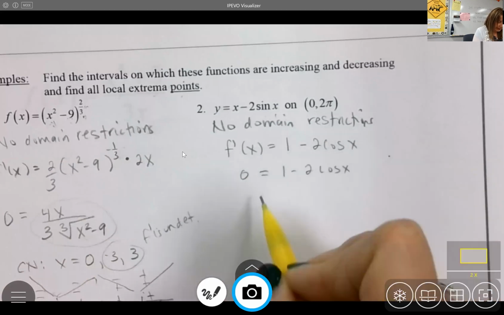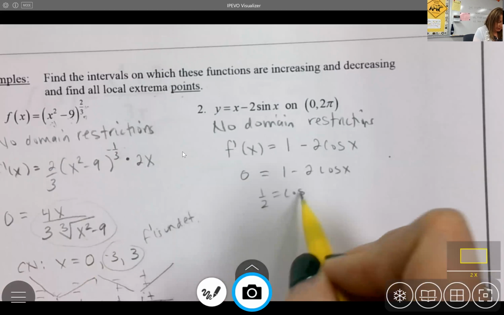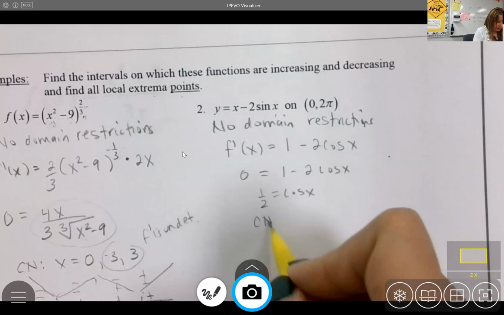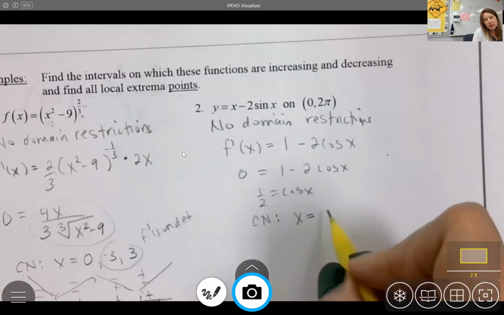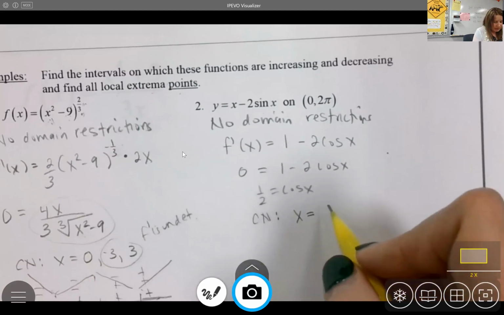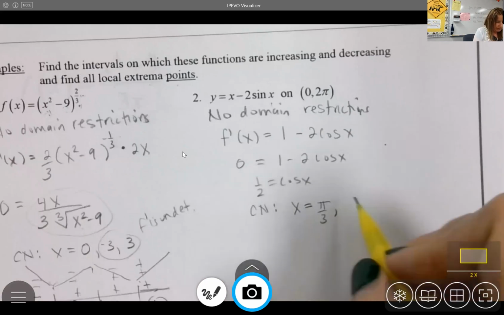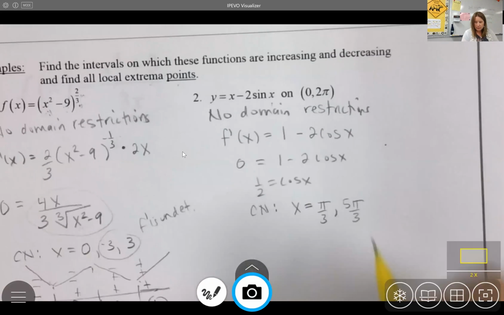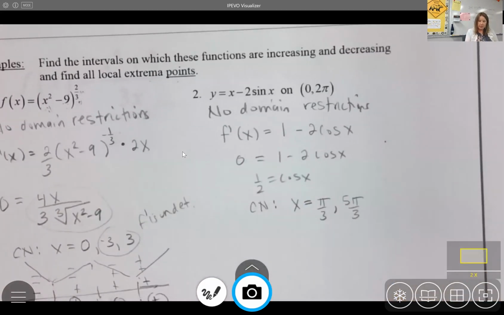And we get 1/2 equals the cosine of x. So our critical numbers are where the cosine is 1/2. So cosine's 1/2 at our thirds, and this is positive. So pi thirds is on the right, and 5 pi thirds is on the right. Okay, so I'm looking at pi thirds and 5 pi thirds.